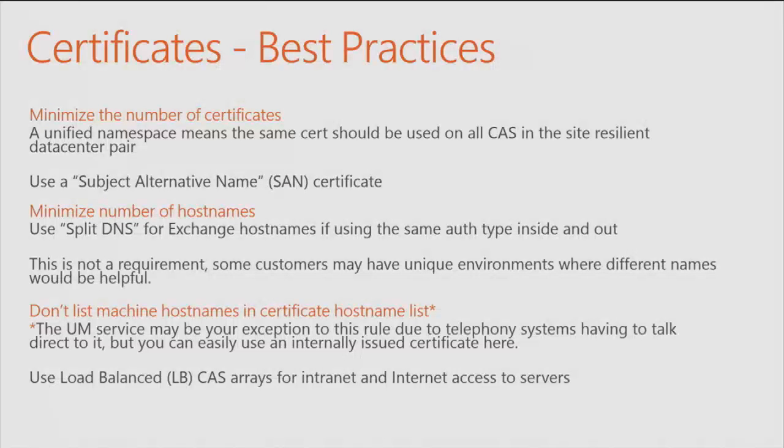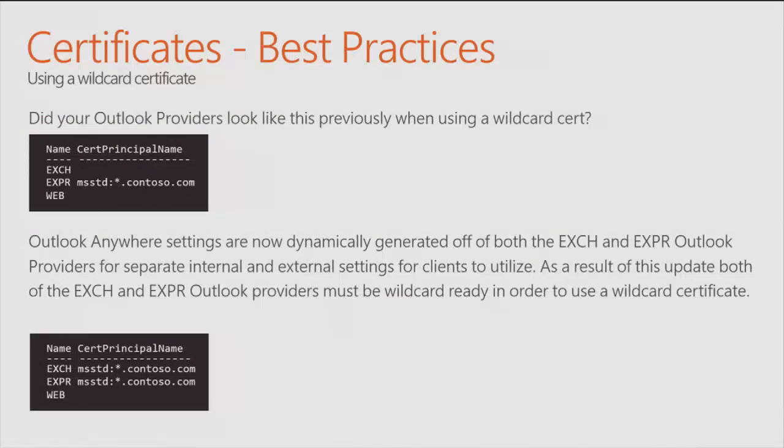You don't need the machine names on the certificate. The only spot where you might need them is if you're doing unified messaging, because the telephony system will be redirected directly to the mailbox server. If that's the case, you might have to have another certificate specifically for the UM service that has the mailbox server names on it as well, which is a fantastic opportunity just to use an internal CA so that you don't have to go out and buy another certificate from a certificate authority that has all of your mailbox server names on it.